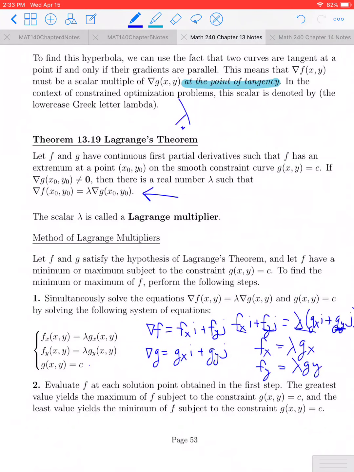We then evaluate f at each solution point obtained from step 1. The greatest value would yield the maximum of f subject to the constraint, and the least value would yield the minimum of f subject to the constraint.